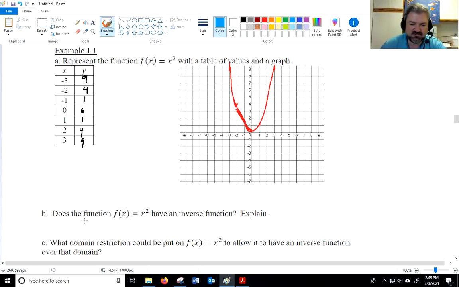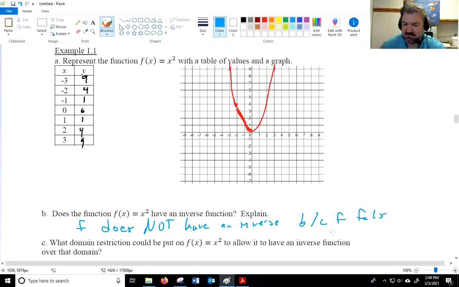So that's exactly what we're going to say. I'm going to say f has, but I should say f does not have an inverse function, I should say, because f fails the horizontal line test. Or we might be more precise and say that it is not a one-to-one function.